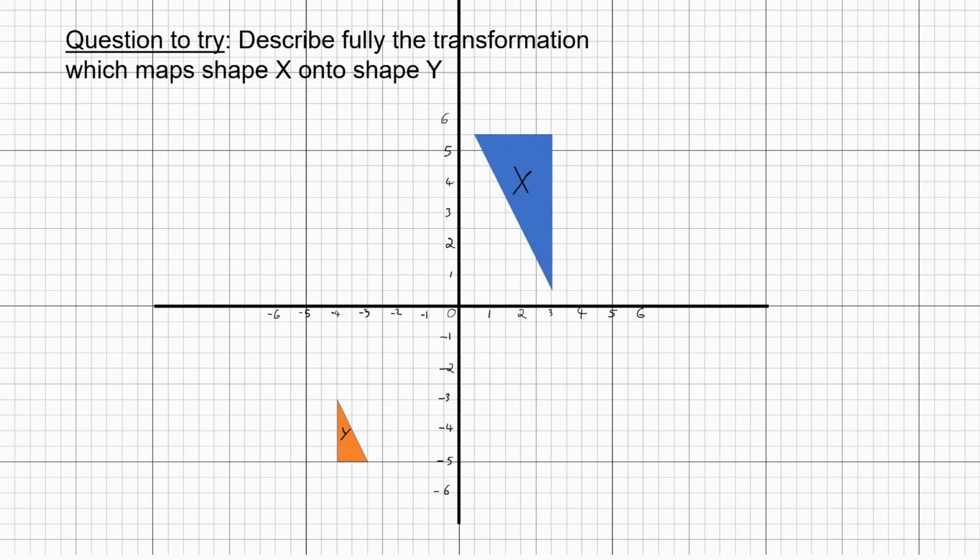Here's a question for you to try. So on squared paper, if you could draw the axes, and then I'd like you to have a go at describing fully the transformation which maps shape X onto shape Y. Please pause the video now and have a go, and when you're ready for the answer, press play. Here is the answer.